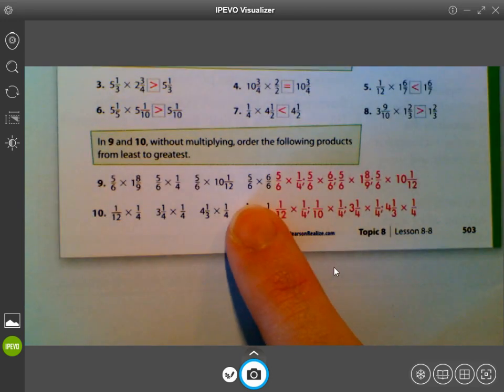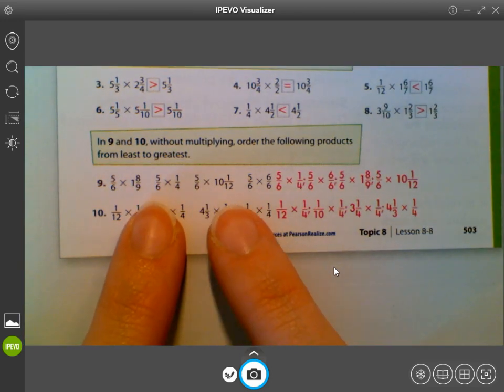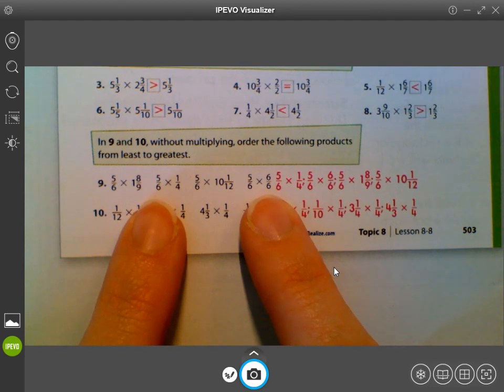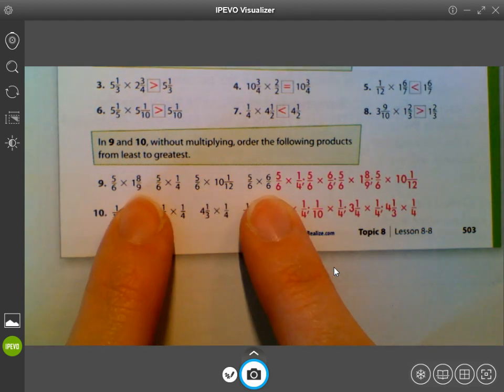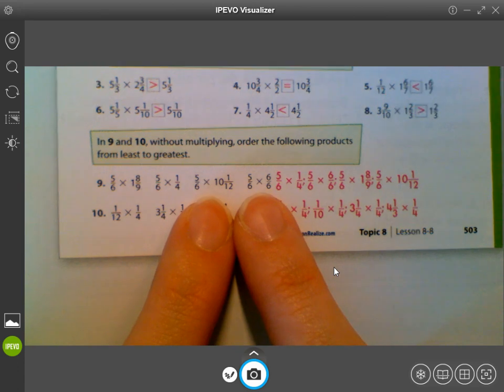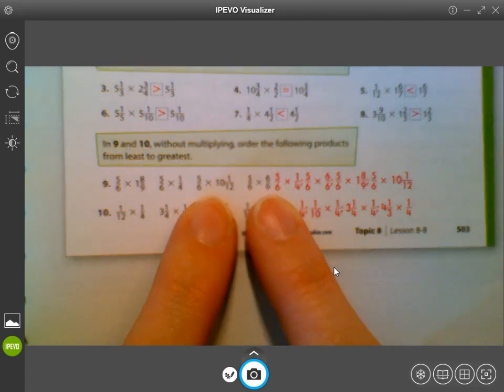Then I have 2 mixed numbers plus 6 over 6, which is the whole number 1. Well, the 2 mixed numbers are greater than 1. So 5/6 times 6/6 is my second one.